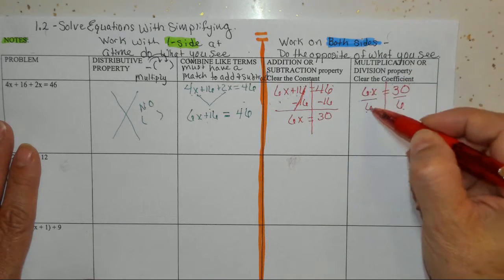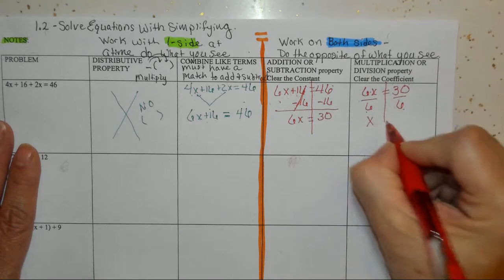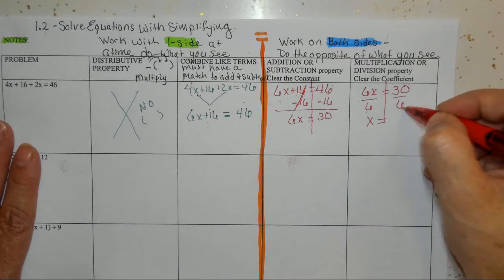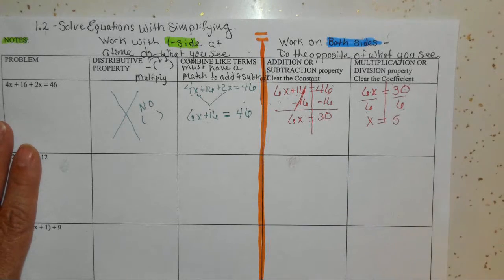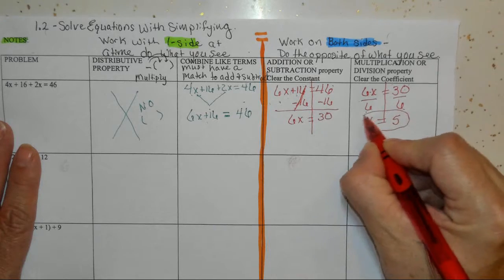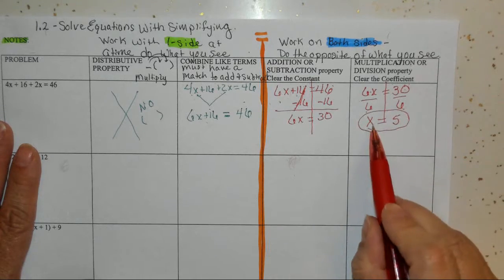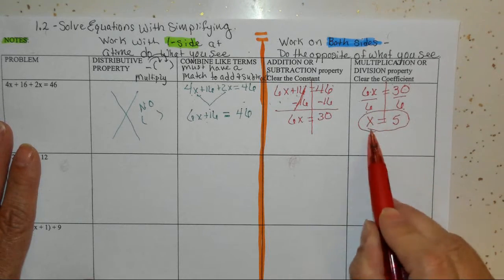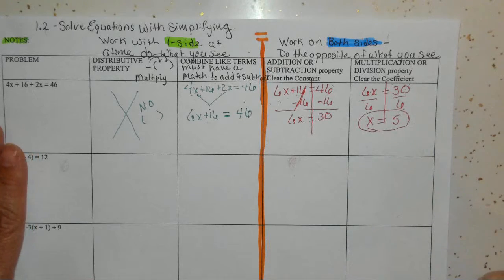Remember, 6 divided by 6 gives me 1x. That's what I'm going for. 30 divided by 6 is 5. So that would be my solution. Thank goodness, because I'm out of boxes. But I know it is. I know I can stop because I have the x by itself. Okay.